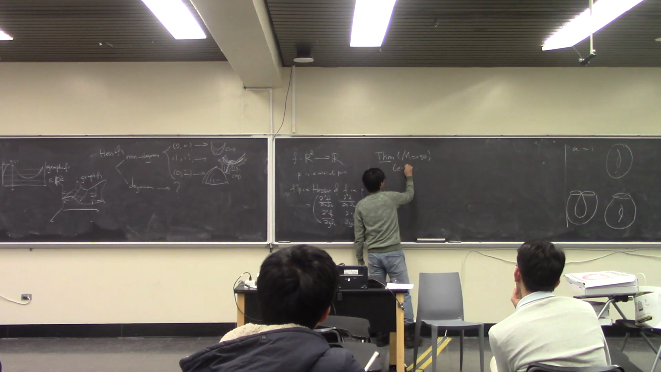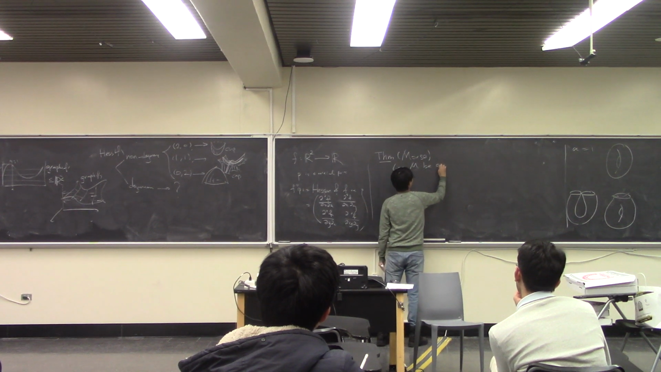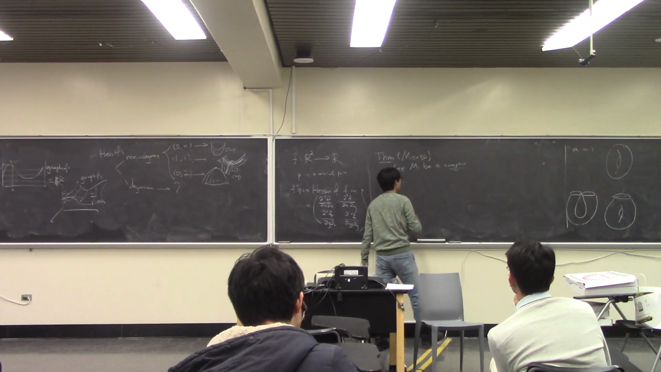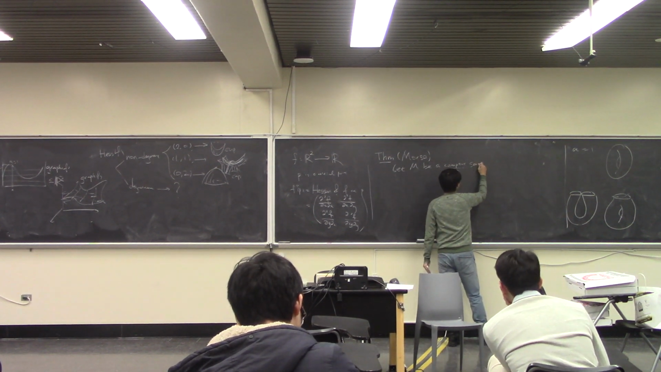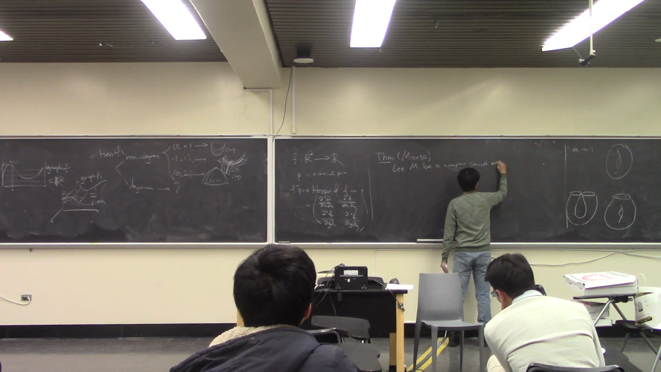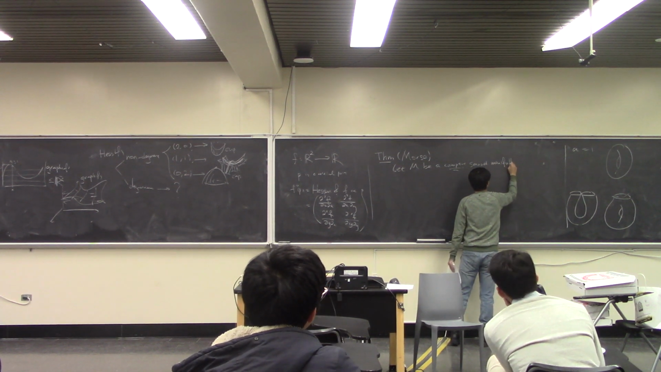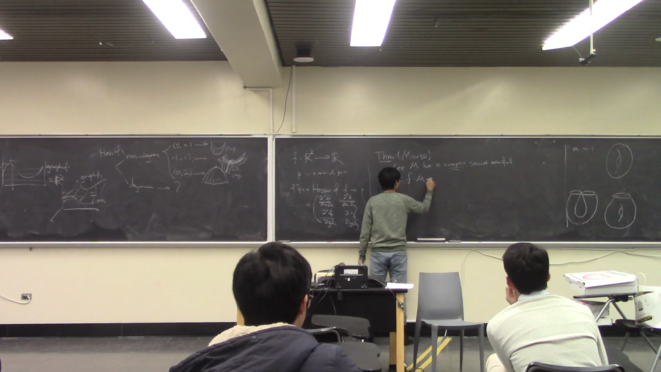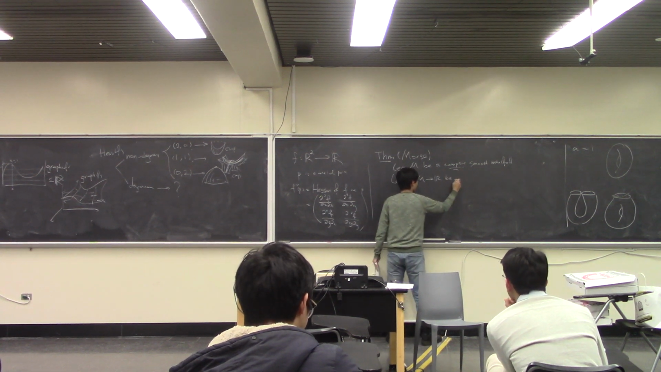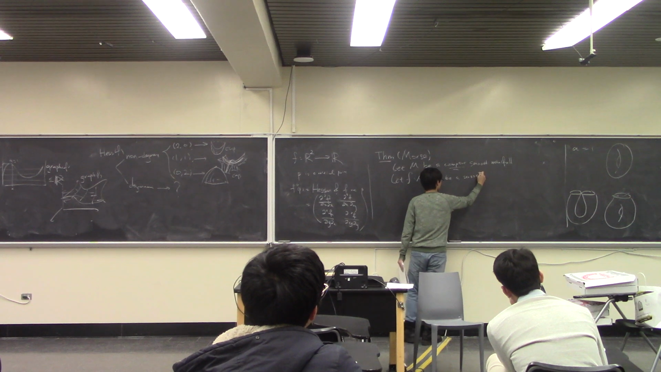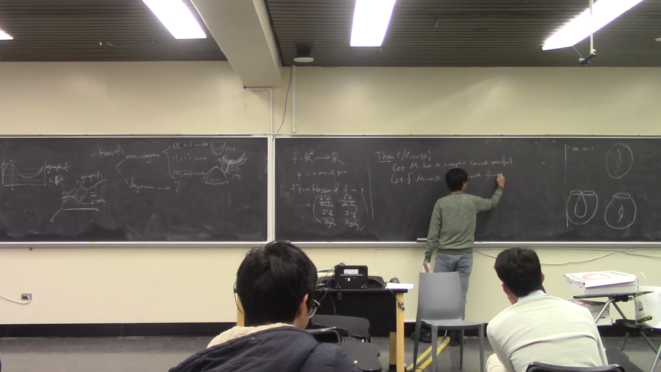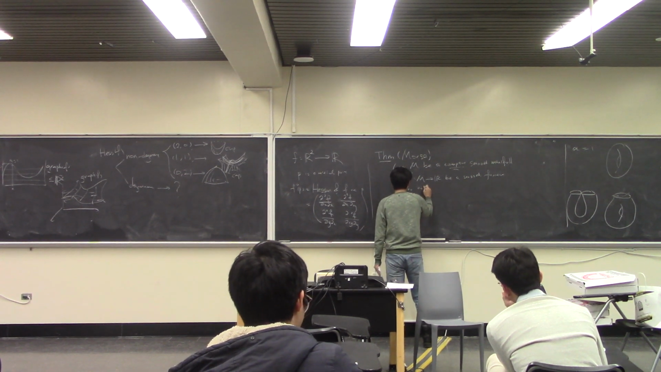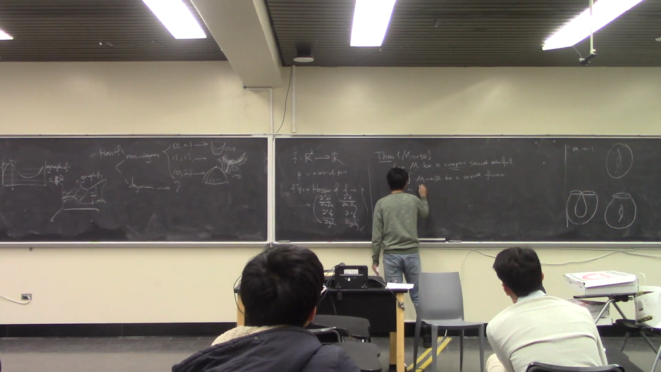So that, and compact, meaning if you put this inside the Euclidean space, it's closed and bounded. Smooth manifold. And that f from M to R is a smooth function, with no degenerate critical points.